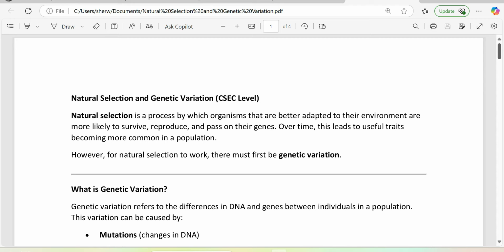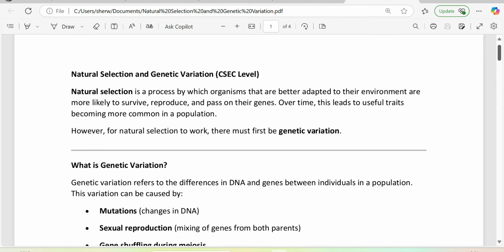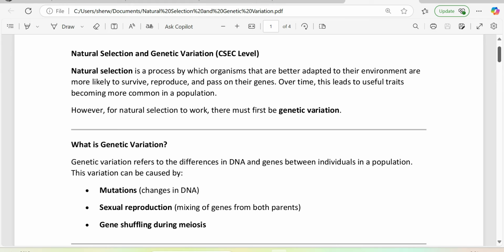Natural selection is a process by which organisms that are better adapted to their environment are more likely to survive, reproduce, and pass on their genes. Over time, this leads to useful traits becoming more common in a population. However, for natural selection to work, there must first be genetic variation.